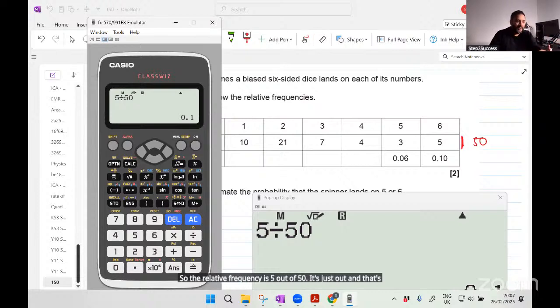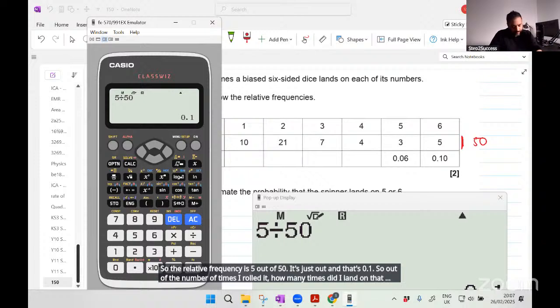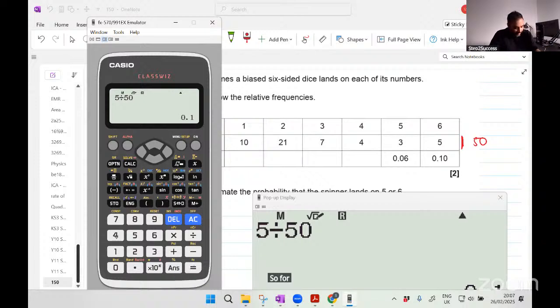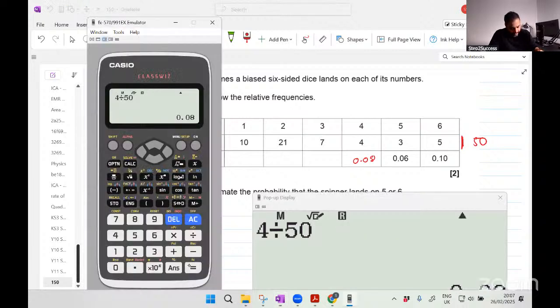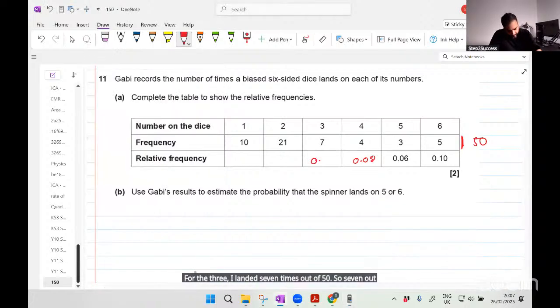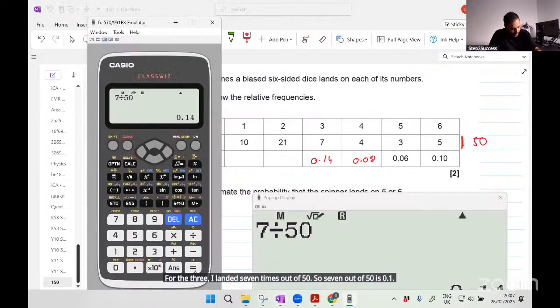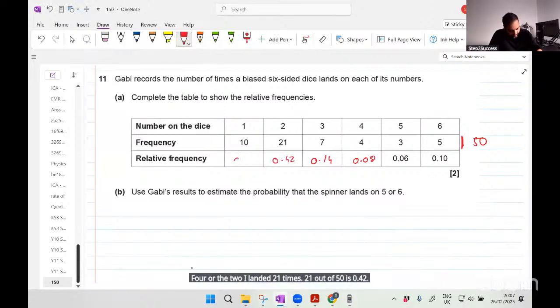So out of the number of times I rolled it, how many times did I land on that number? For the 4, I landed 4 times out of 50, which gives me 0.08. For the 3, I landed 7 times out of 50, so 7 out of 50 is 0.14. For the 2, I landed 21 times. 21 out of 50 is 0.42. And 10 out of 50 is 0.2.